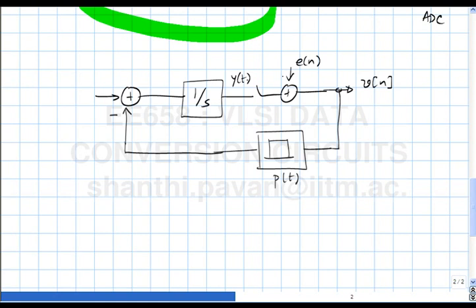Alright, and the sampling rate is assumed to be 1 hertz. Okay. Now, if I want to make a sampling delta sigma converter with a sampling rate equal to 100 hertz, what would I do?